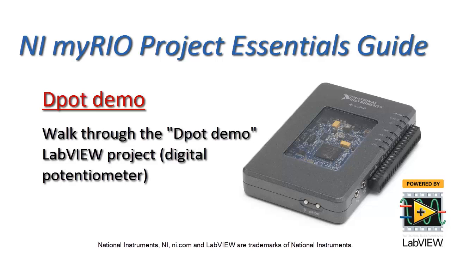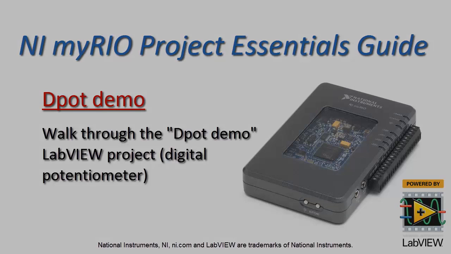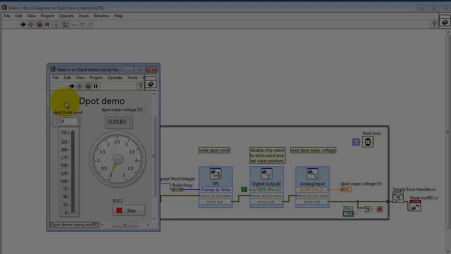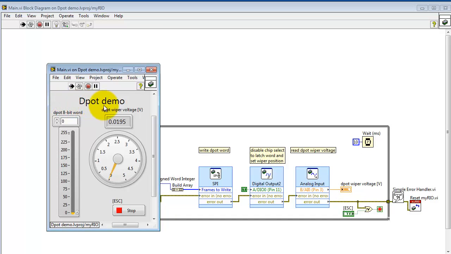Now let's take a look at the Dpot demo LabVIEW project. Dpot is an abbreviation for digital potentiometer. Here I have the Digilent PMOD Dpot device. I have SPI serial bus communication and power on the A connector, and I've set up the potentiometer as a voltage divider, measuring the voltage on the B connector.